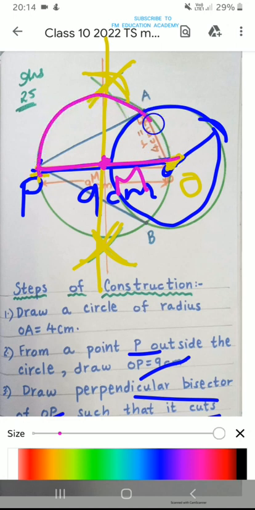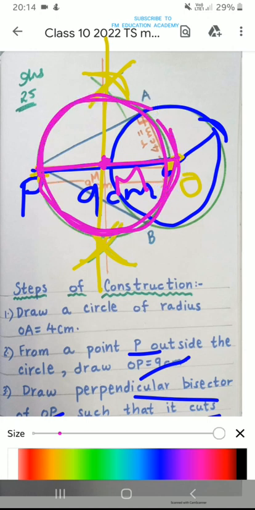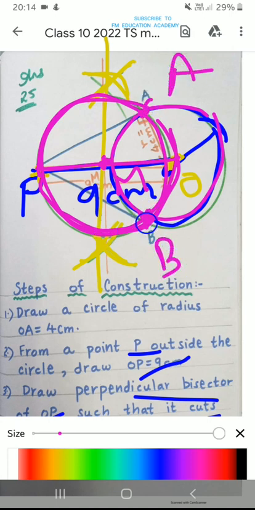compass, draw another circle. So after drawing this circle, where this circle is touching this circle, name that point as A, and name this point as B, where this circle is touching this circle. Now what you have to do? Join AP and join BP. So AP and BP are my required tangents.